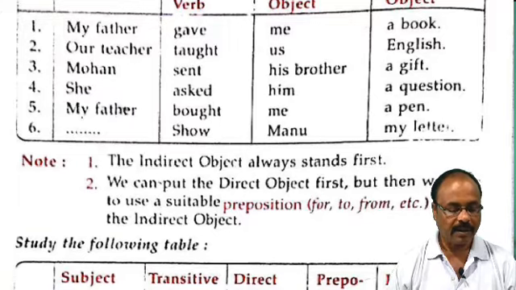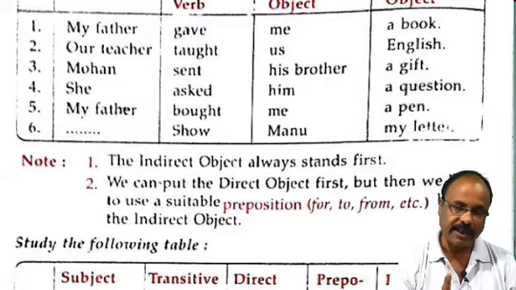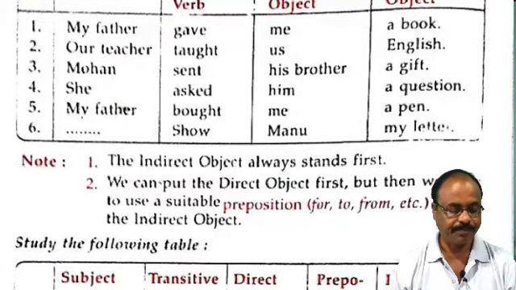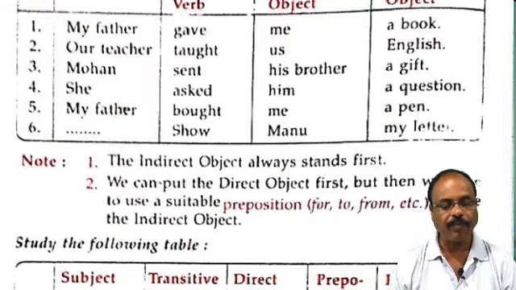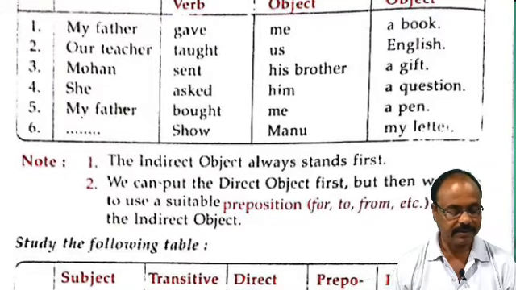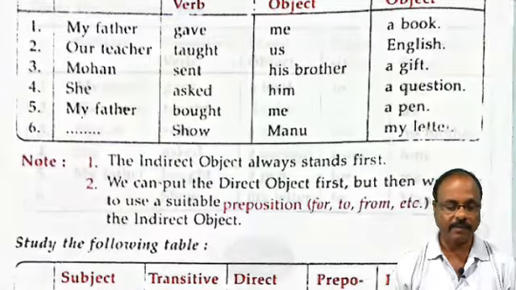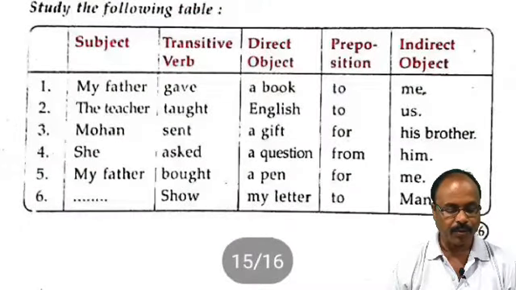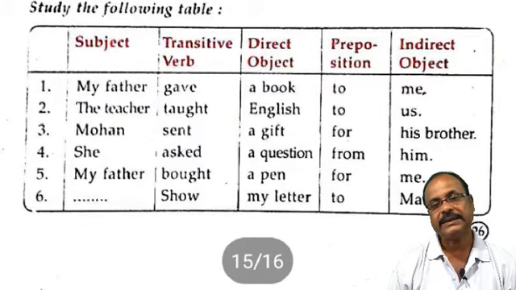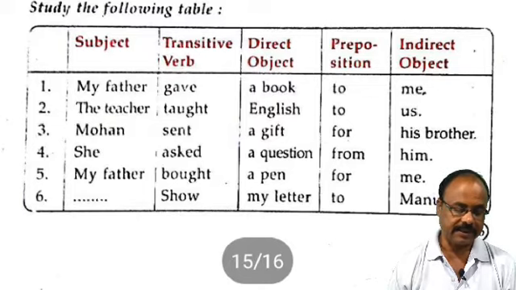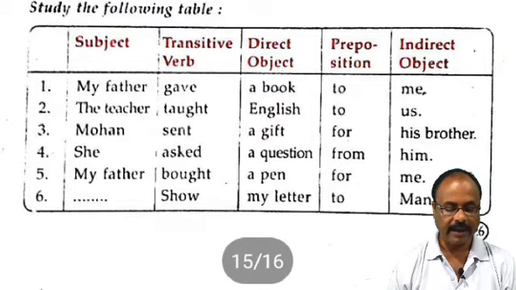Note below, important thing to be remembered, the indirect object always stands first. We can put the direct object first, but then we have to use a suitable preposition, for, to, from, before the indirect object. Let us take some examples. My father gave a book to me. Here, a book is the direct object. To is the preposition and me is the indirect object.